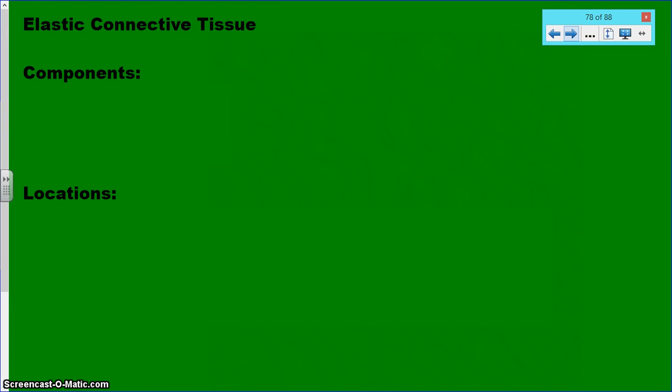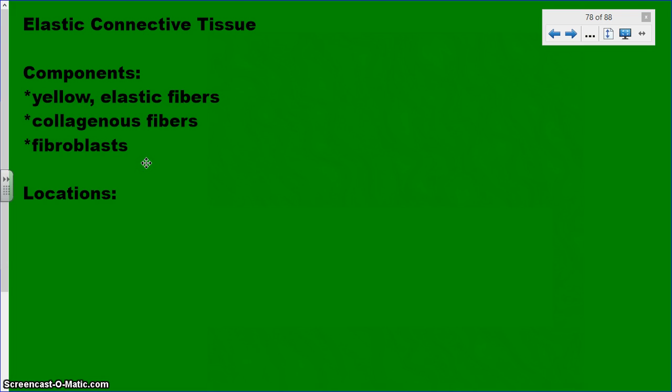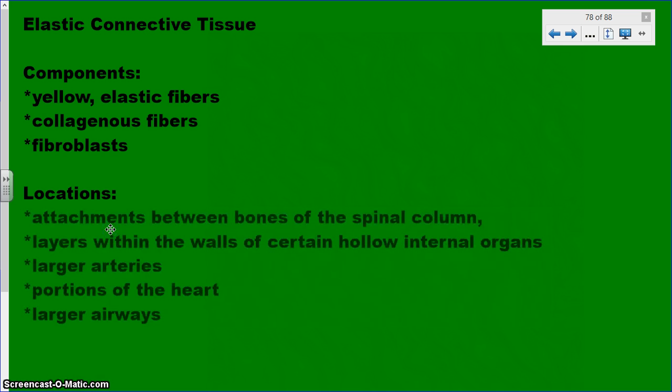Next is elastic connective tissue. And this is the last connective tissue that we're going to talk about today. Components include yellow elastic fibers, collagenous fibers, and fibroblasts. And its locations, you're going to find it between bones of your spinal column. It basically helps to move your spine, a little bit of flexibility there.